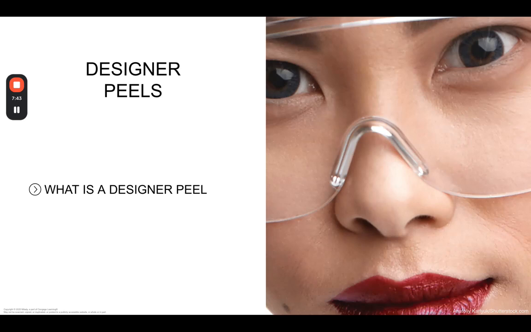Okay, so this is our breakdown on designer peels, chemical peels, beta hydroxy acids, alpha hydroxy acids, Jessner's and TCA peels. We talked a little bit about the pH scale, and we also discussed enzymes. So we will see you guys with part 2 of our video soon.